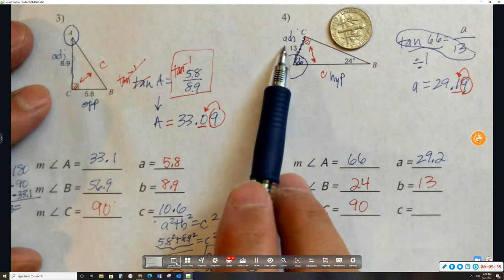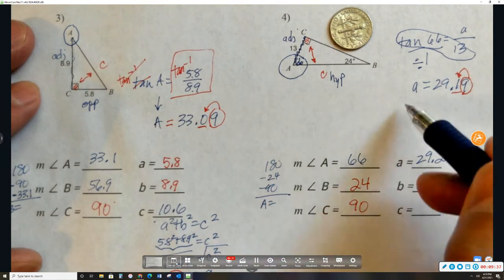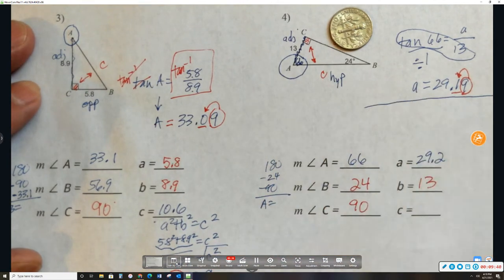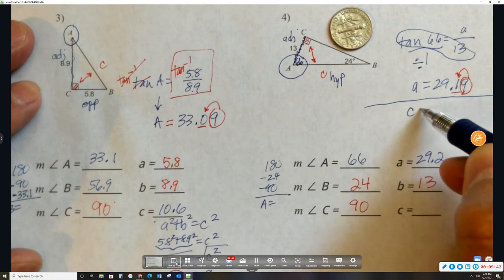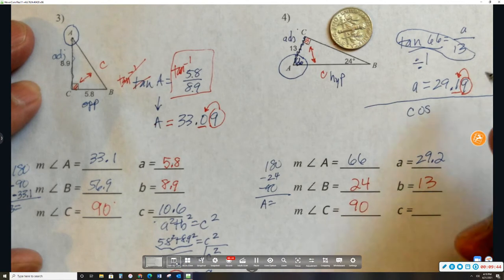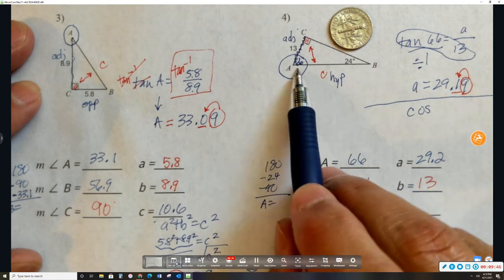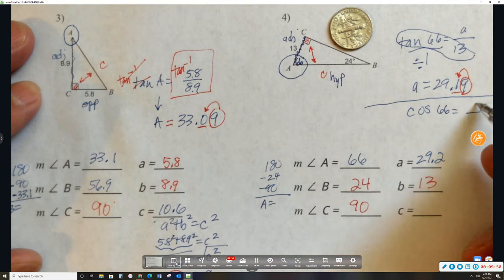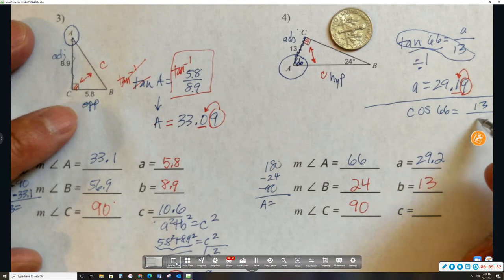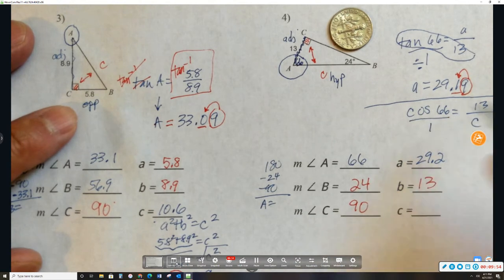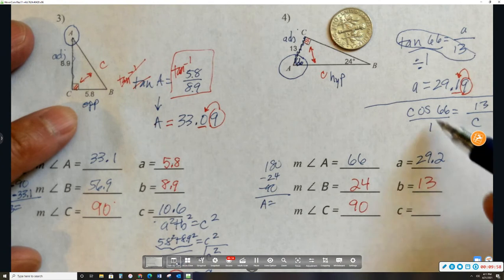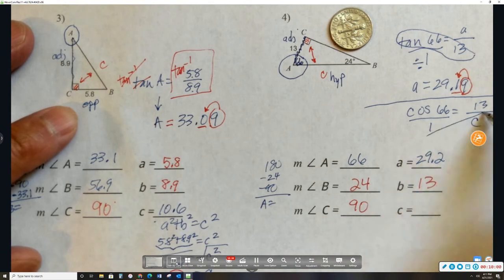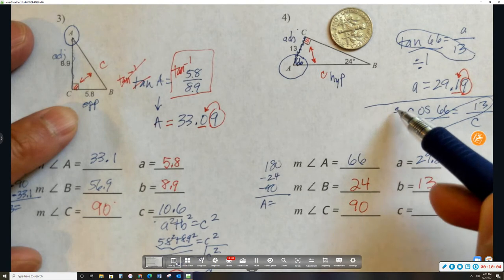Then say, okay, we have adjacent and hypotenuse. Hopefully I don't need to go back to my trig ratios. But adjacent and hypotenuse is cosine. So cosine of this angle is equal to the adjacent side divided by the hypotenuse. Yeah, it doesn't matter where the variable is, it's still easy to solve. Write it as a proportion. Cross multiply so we don't grab the letter, and divide by what's left over.